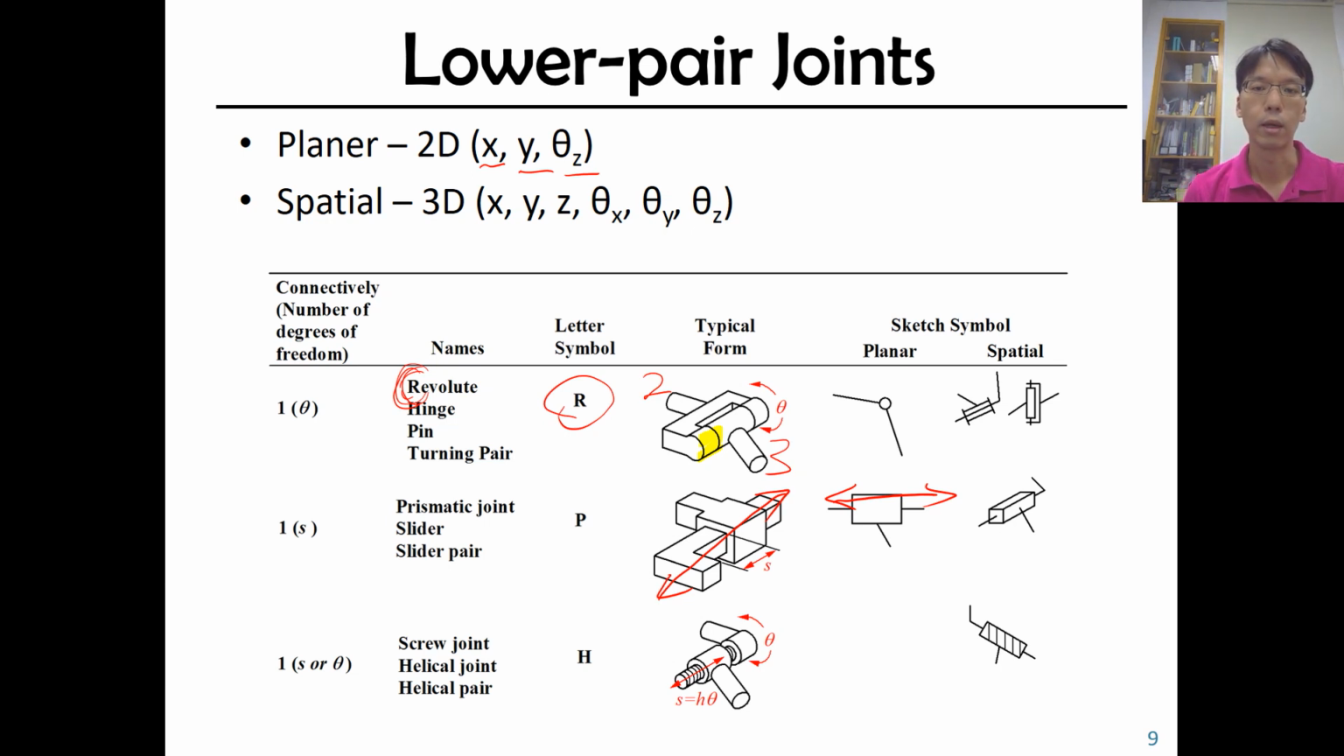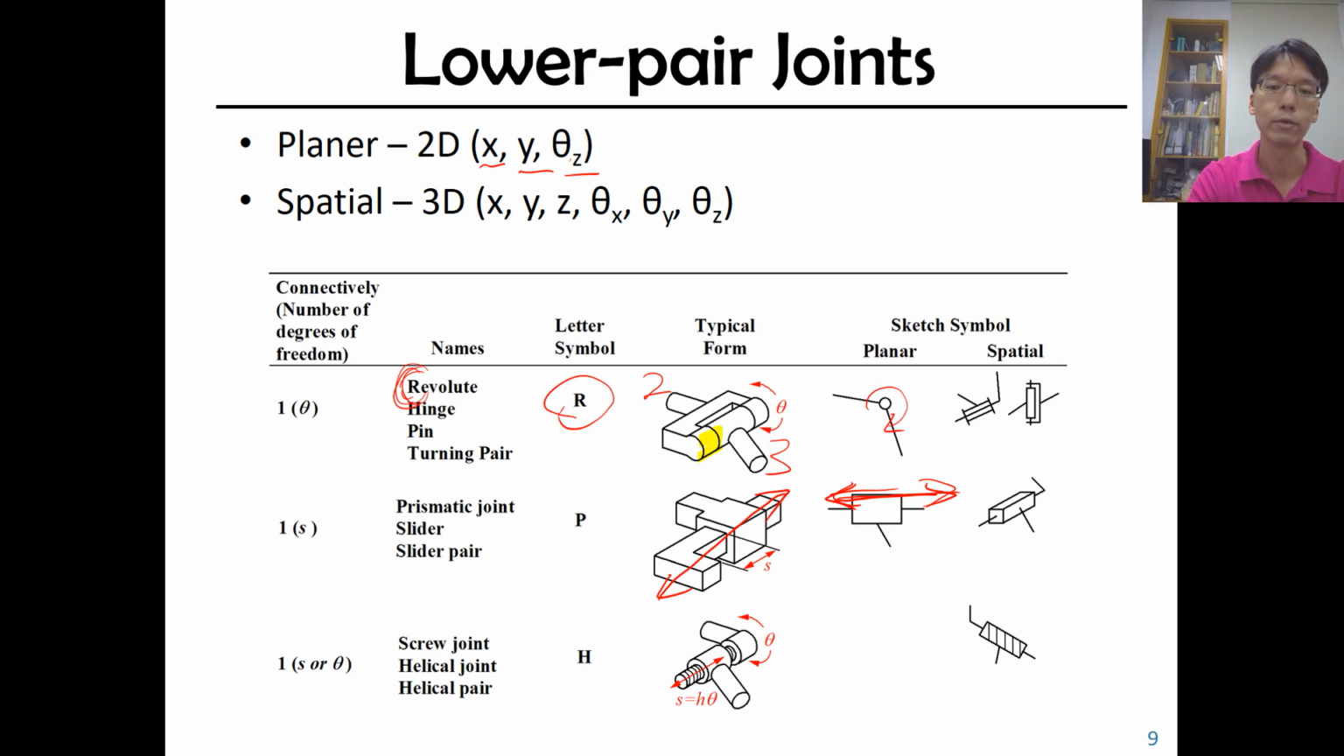Both the R joint and P joint only have 1 degree of freedom. That means out of x, y, theta, it can only move one of them. So for this one, it can only move in the x direction. For the rotational one, it can only move in the theta direction. So only 1 degree of freedom.